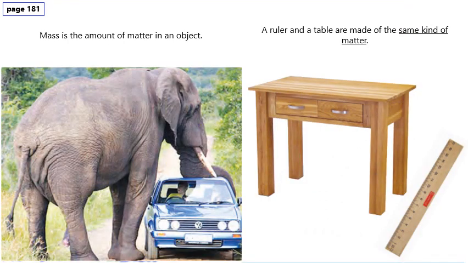And since mass is the amount of matter in an object, that means that the elephant has more mass than a car. An elephant is heavier than a car. Okay? So the car has less mass than the elephant. The elephant has more mass than the car, since mass is how much matter an object has in it.